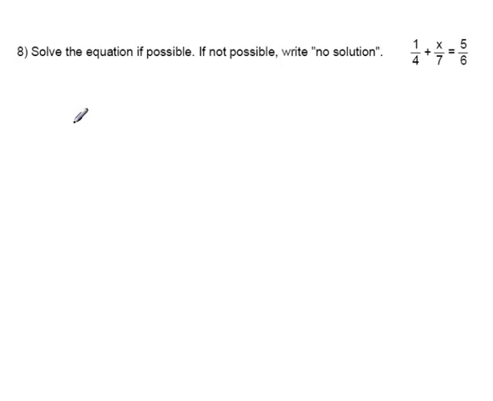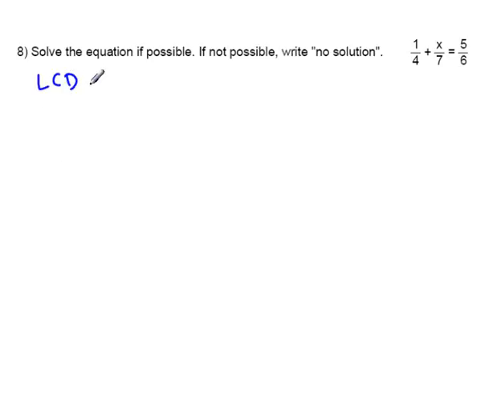Okay, continuing on with the test 1 exam review problems. We're on problem number 8. It says solve the equation if possible, if not possible, write no solution. We don't have any parentheses this time to clear, but we do have fractions to clear, so the first thing you'll want to do is find a common denominator.